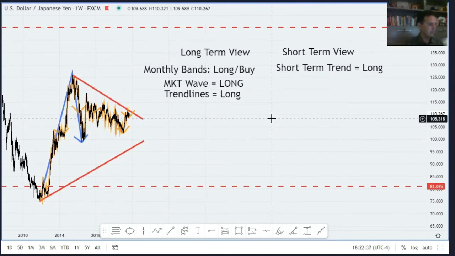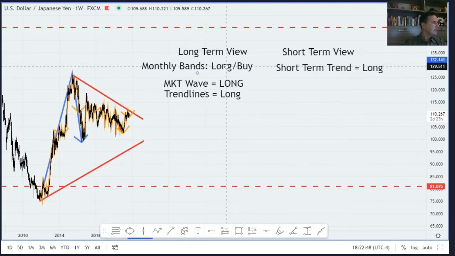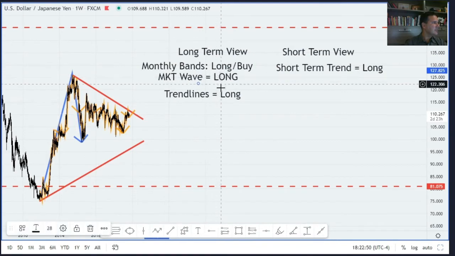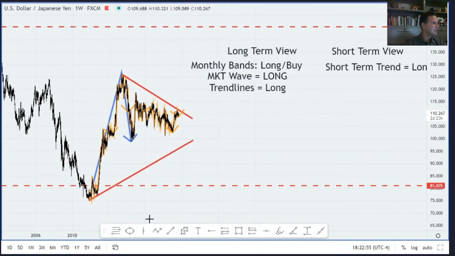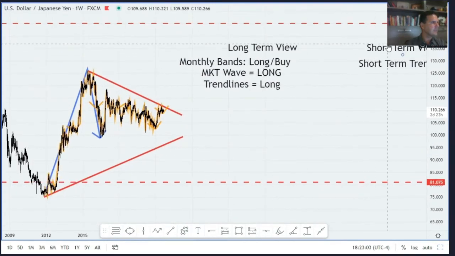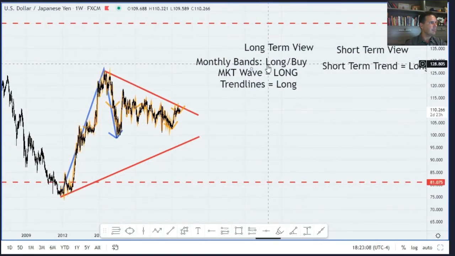Okay, from the weekly standpoint. So long-term view, monthly bands, long buy, market wave. So long-term view, monthly bands, the market hit the lower band and is going up. So the long-term view is buy, it's long. Market wave, the blue one, extension, retracement, extension, is up.